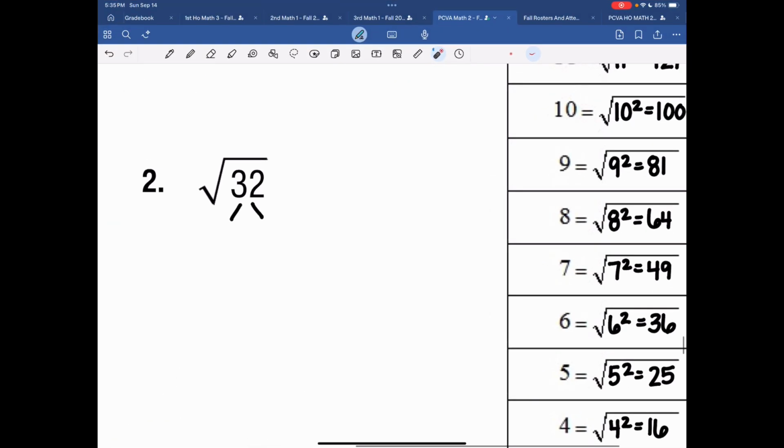So my largest number that I can take out that's a perfect square is the square root of 16. Okay, so we're going to break that down, and we know that the square root of 16 is 4. And then we can't break down the square root of 2, so we leave that there. So it's 4 square roots of 2.